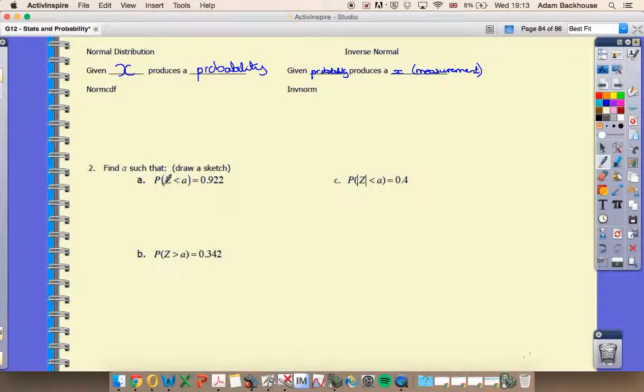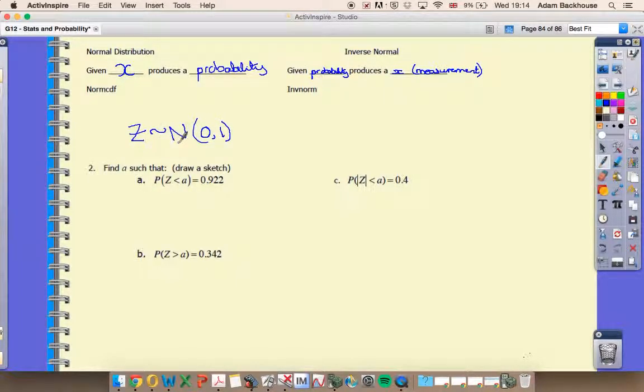From these ones, we're looking at finding a, but instead of x, we have z. Z means our standard normal distribution. It has a mean of 0 and a standard deviation of 1. It's our standard normal distribution.